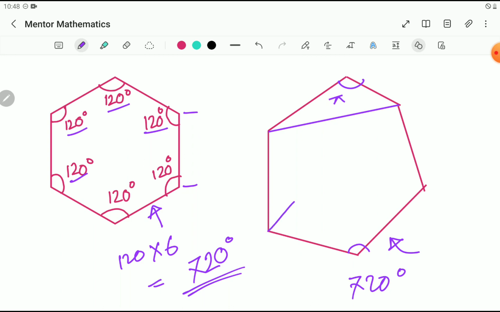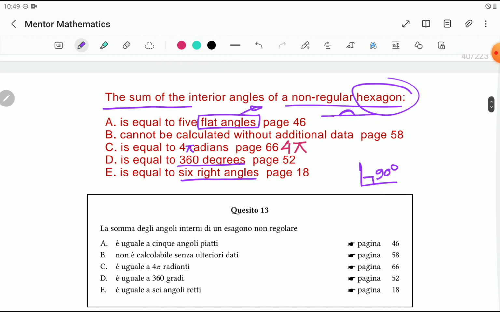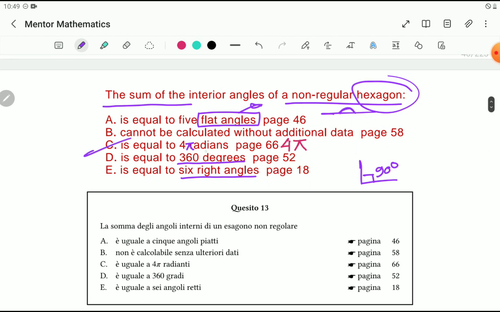If we add these 2 points, again it becomes pi. If we add these 2 points, again the summation of all these 3 angles becomes pi, and this also becomes pi. These 3 angles. So how many pi is here? 4 pi. Therefore our answer is C, equal to 4 pi radians.